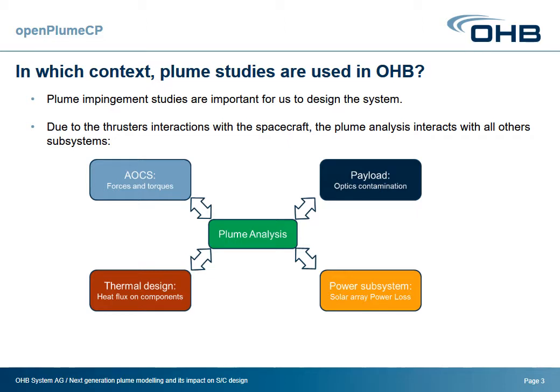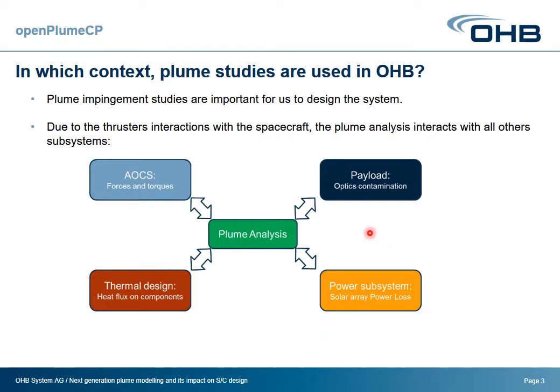So in which context is the plume impingement studied at OHB? As you can see here, the plume analysis is in the middle of different subsystems that interact with this analysis, because when the thrusters fire, they interact with different surfaces of the satellite. The plume will interact, for example, with the attitude and orbital control system by inducing undesired forces and torques. As we have quite high heat flux in the near field, some heat fluxes can be very important to take into account in the thermal design on different components.